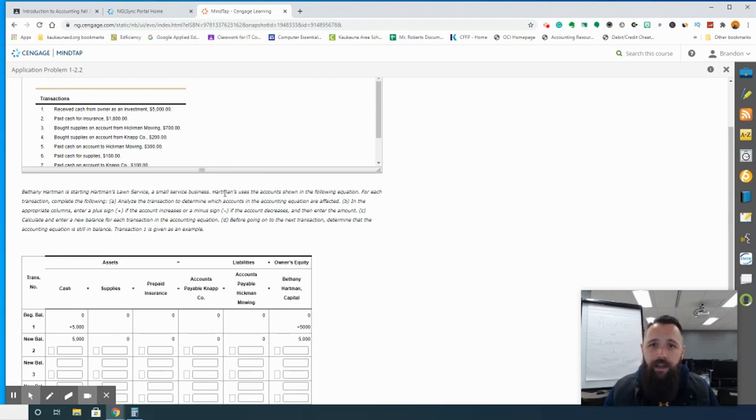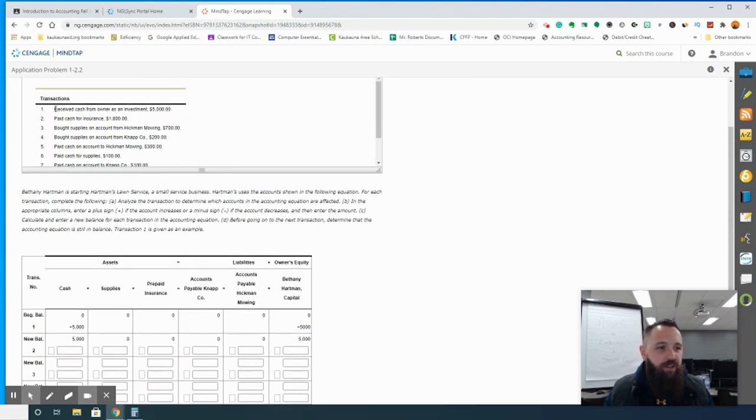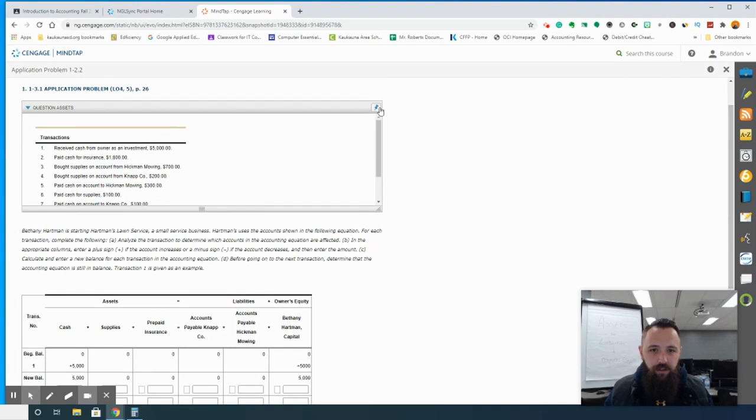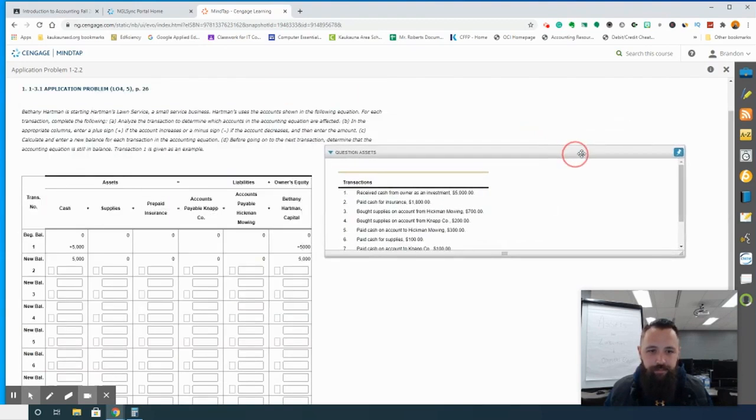Think about your checking account, right? When you make a transaction, your account balance changes. Well, if we can keep track of all those account balances, we can figure out if our accounting equation is in balance and if we're doing everything correctly. So let's jump into this. You see the first section. Remember, you can hit this little button and it's going to move it. So let's do that.